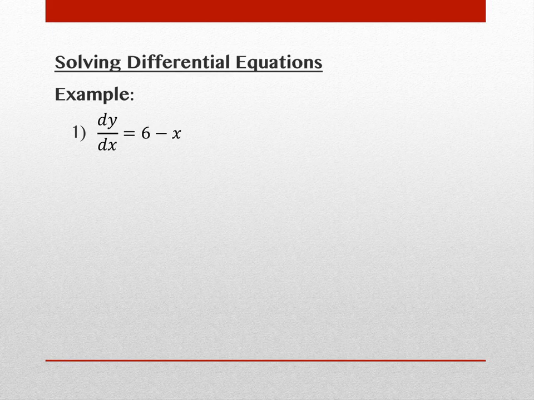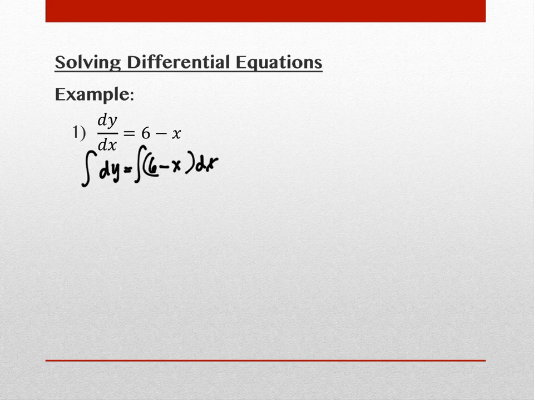This is going to look just like the problems we were just doing, the first one. And then we'll move into something that's a little bit more interesting and has a little bit different dynamic. On this one, if I move my dx to the other side to start with, dy is equal to 6 minus x dx. And I take my antiderivative.